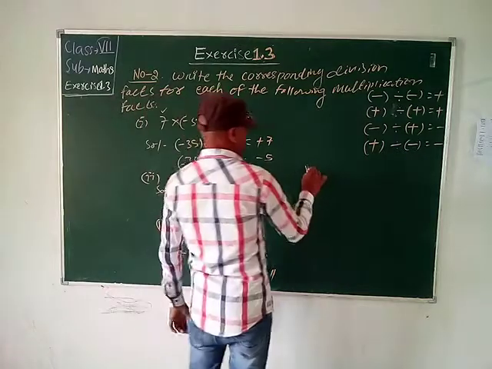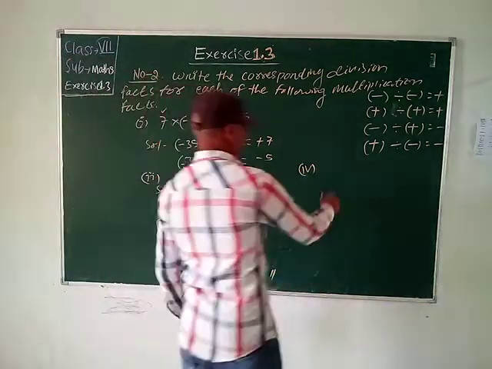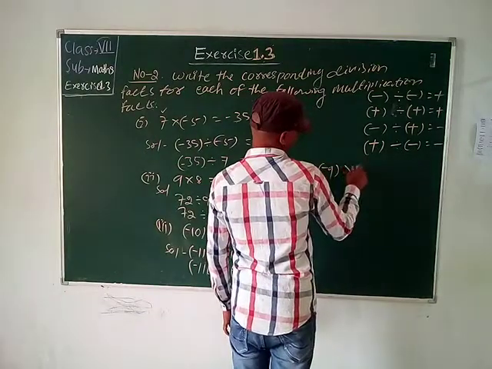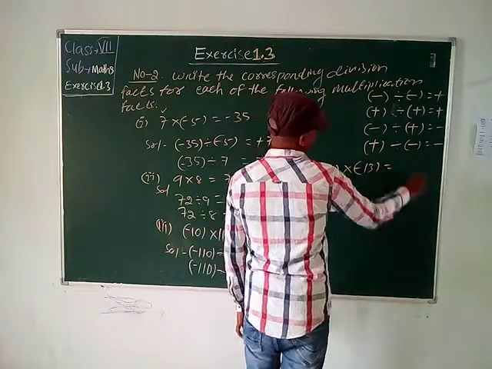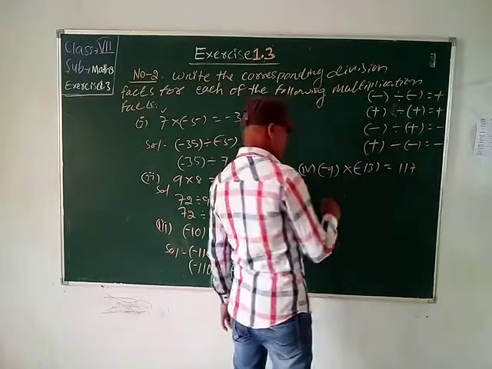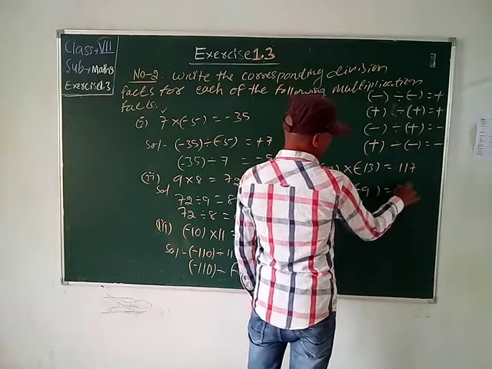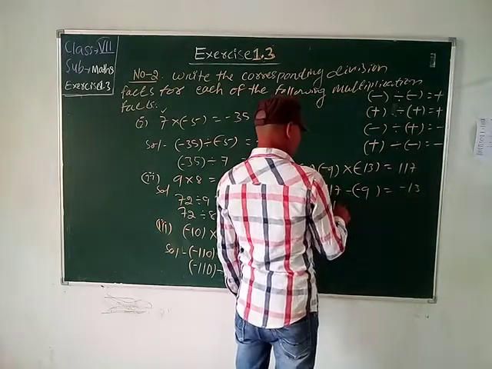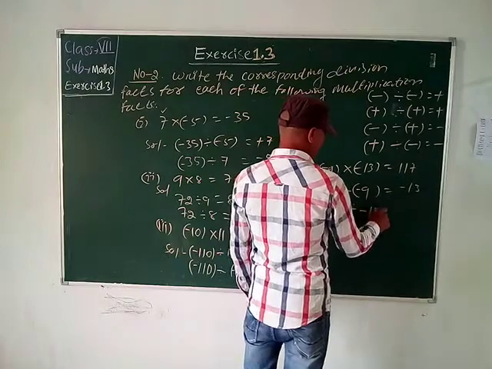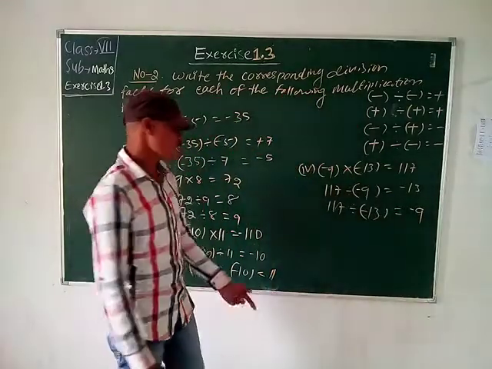Now the fourth bit. The fourth bit is minus 9 into minus 13. Minus 9 into minus 13 is 117, minus into minus is plus. So 117 divided by minus 9 equal to minus 13, and 117 divided by minus 13 equal to minus 9. These are the division facts of multiplication.